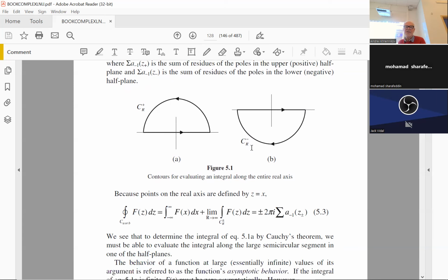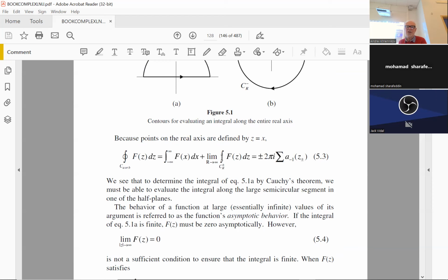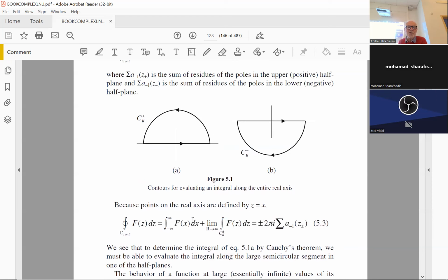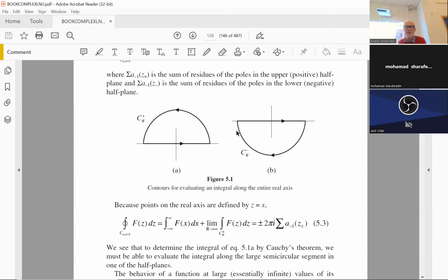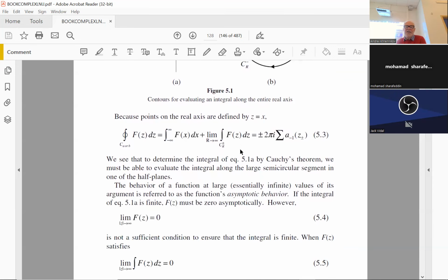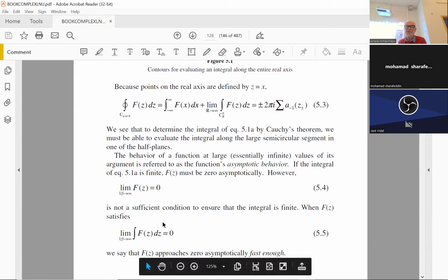But we also have this thing, which is not so nice. We need only this block. But here is also the integral over the half circle, this half circle or this half circle. We don't need them. This method would work when this integral is equal to 0.